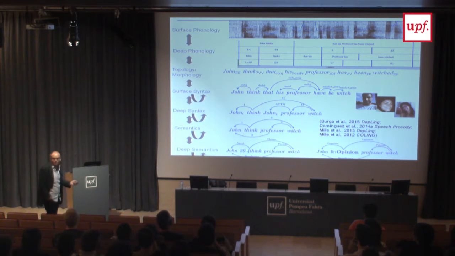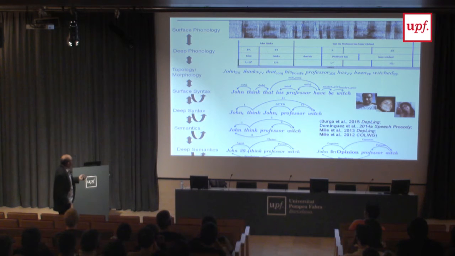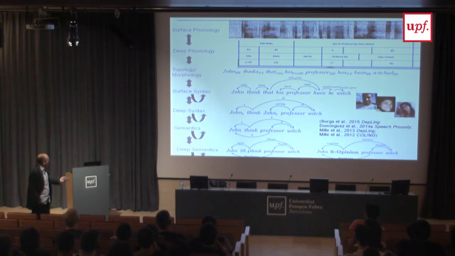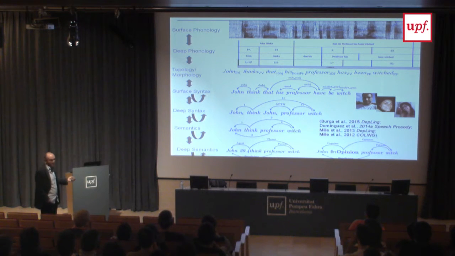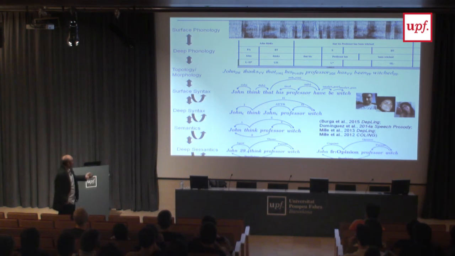If we are doing parsing, then we have a written sentence here, basically "John thinks that his professor has been witched", in this example, and then we go down either to this layer or to this layer. We can do it step by step, from one layer to another, or we can skip a couple of layers and go directly from the surface, for example, to deep syntax. That depends on our approach.